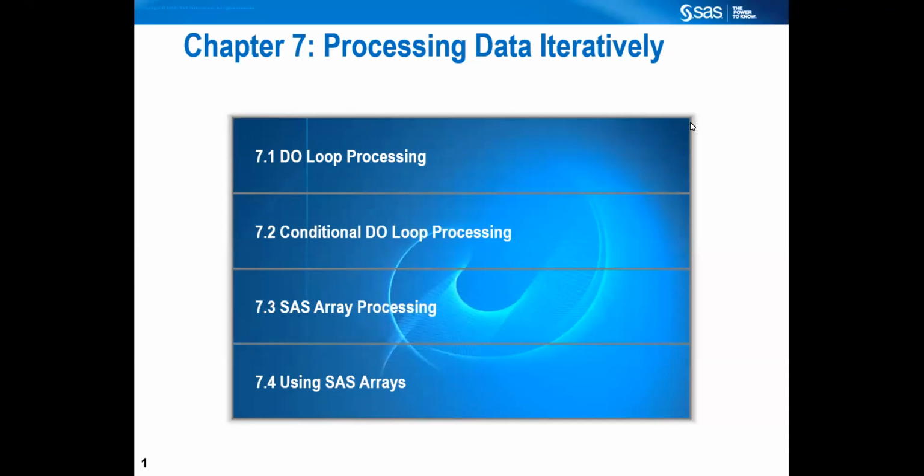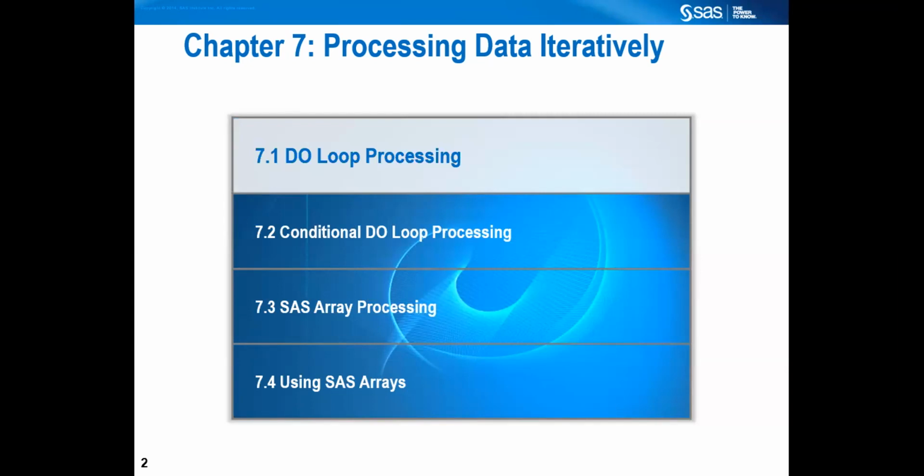All right. So let's start our day with our lesson number 7, which is all about processing data iteratively. In this chapter, we are going to learn 4 topics: do loop processing, conditional do loop processing, arrays, and use of arrays. So let's understand what do loops are.